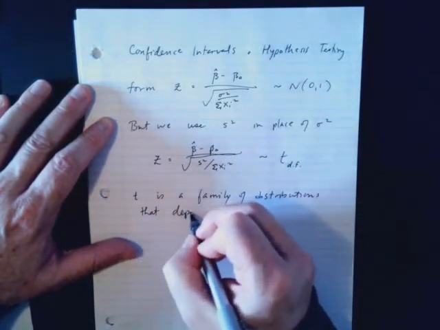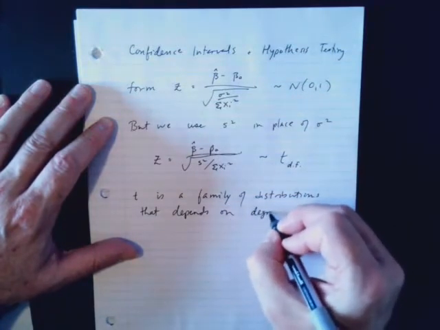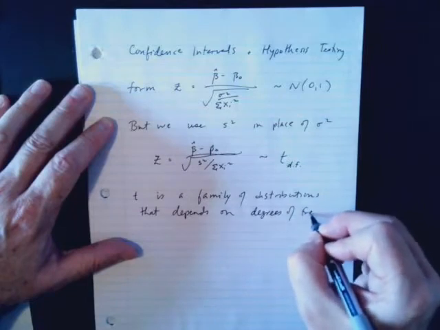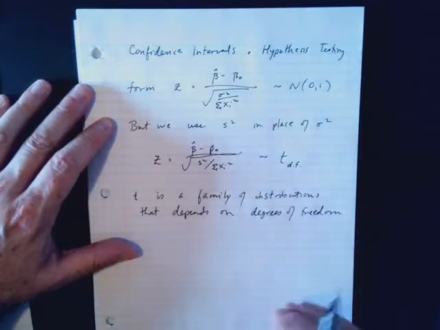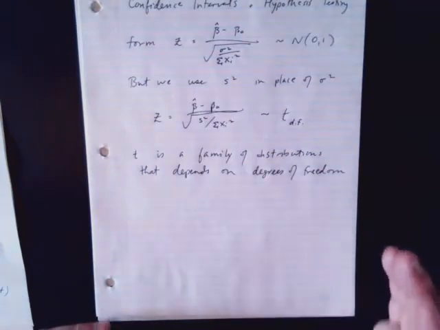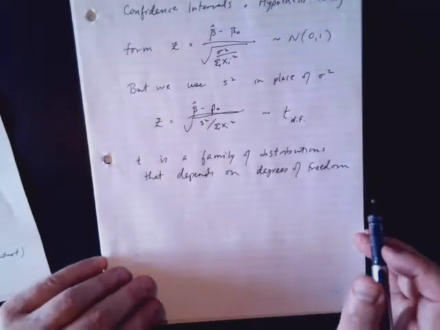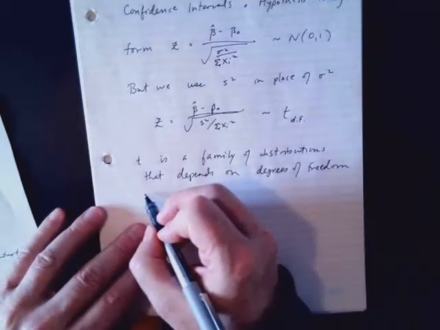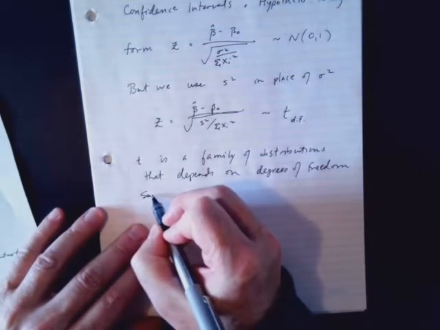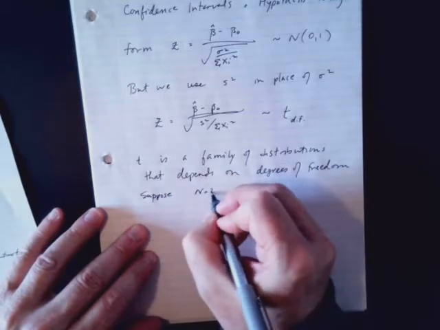That depends on degrees of freedom, or if you like, the sample size that you had available to you when you estimated the t statistic. So let's use an example. Suppose n equals 22.